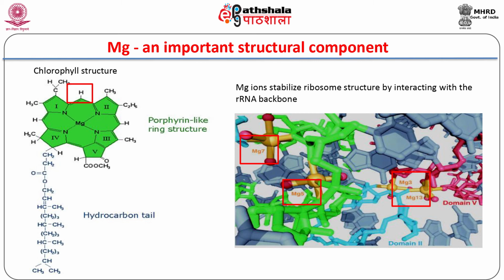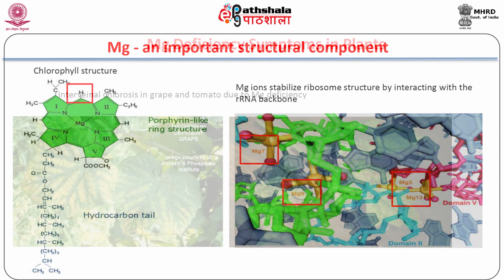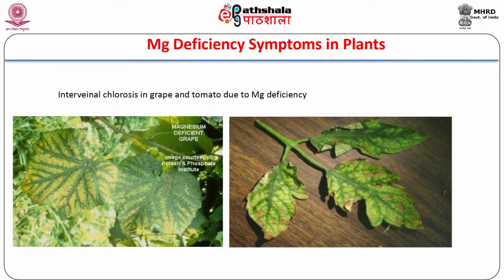Interveinal chlorosis is an important symptom arising due to magnesium deficiency. The symptom is first observed in older leaves since magnesium is a mobile ion and is readily transported to younger growing leaves. Due to its role in regulating carbohydrate transport to sinks, magnesium deficiency leads to poor root growth.